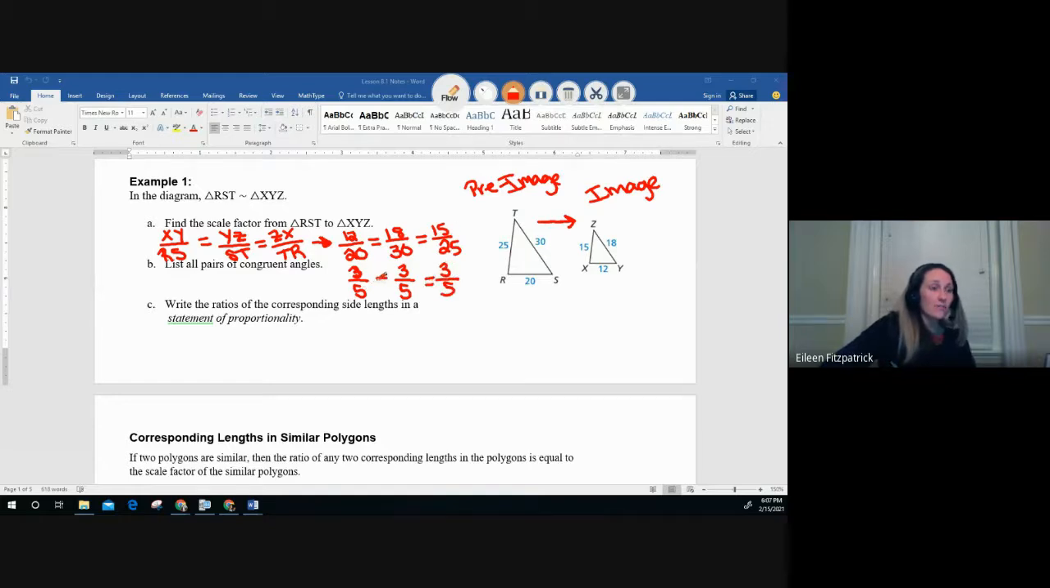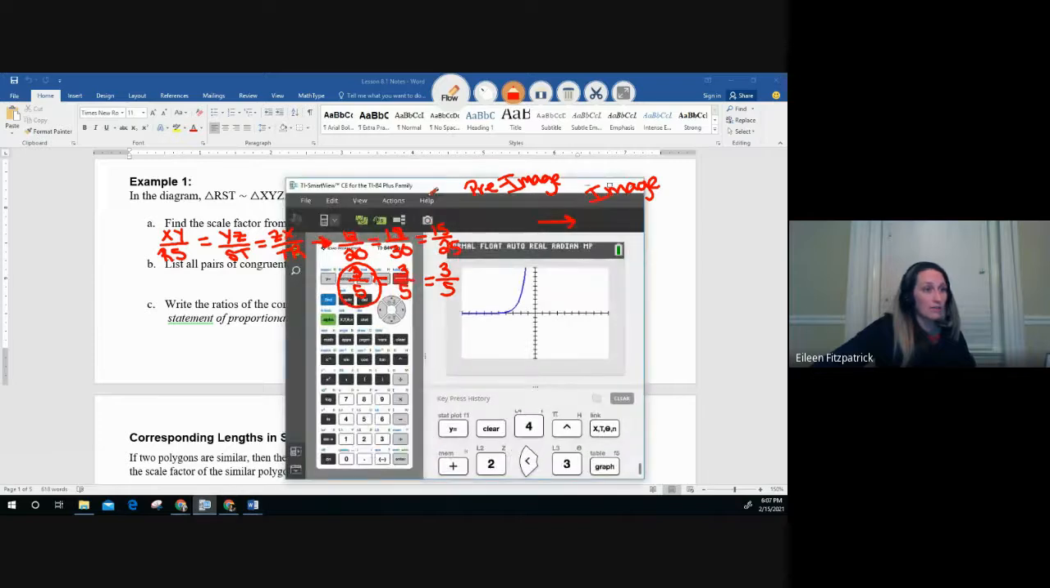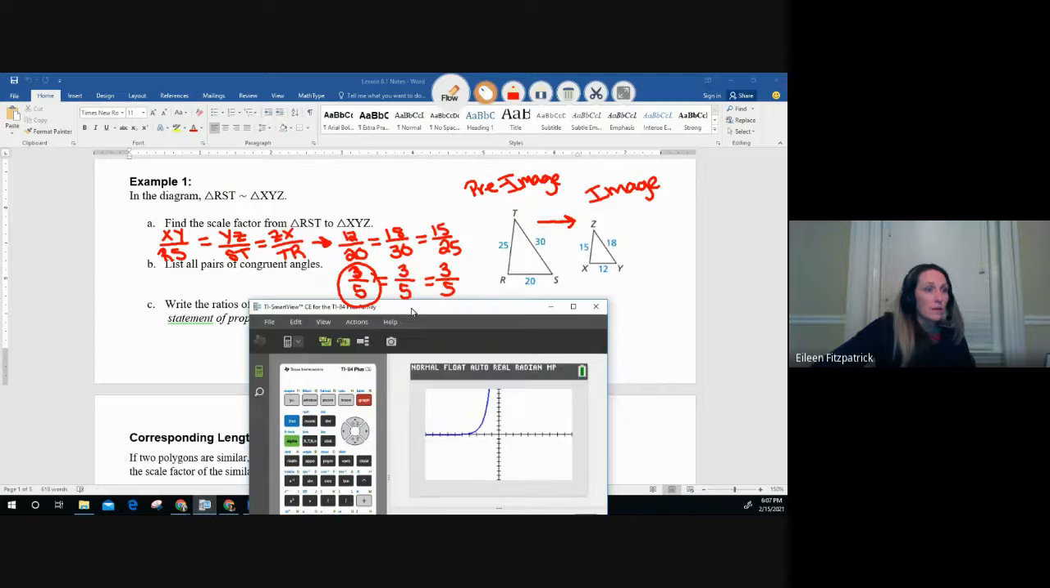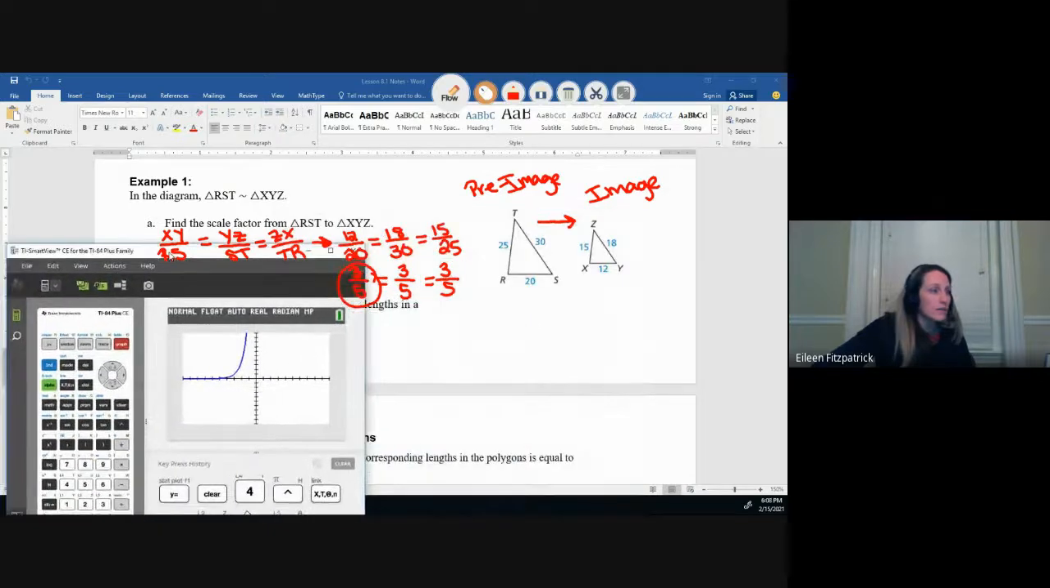So the scale factor is 3 over 5. And I could double check if I want to grab my calculator and make sure I calculated it correctly. Remember, you're taking this number 25, multiplying by the scale factor 3/5.